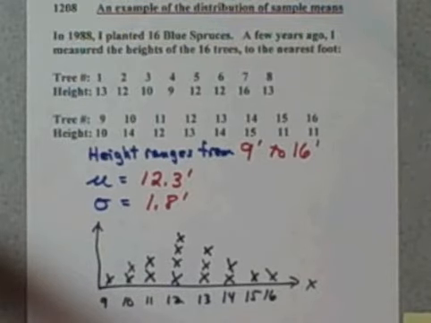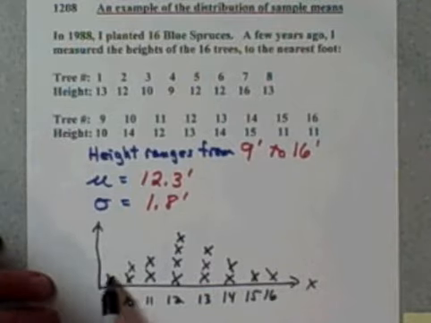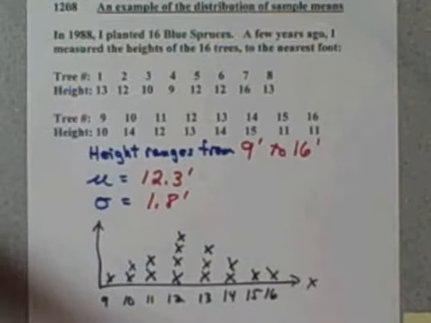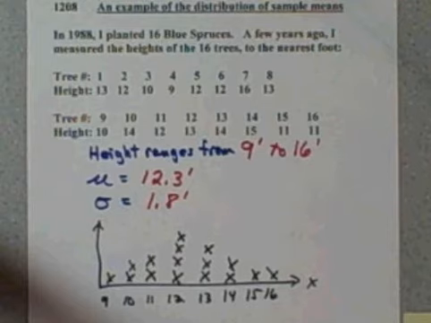Looks pretty decent in terms of a normal distribution, doesn't it? Starts out low, goes up high, comes back down. Now, if I were to collect a sample from these 16, what can I expect from this sample? In fact, we're going to do several samples. First question is, how many different possible samples are there?